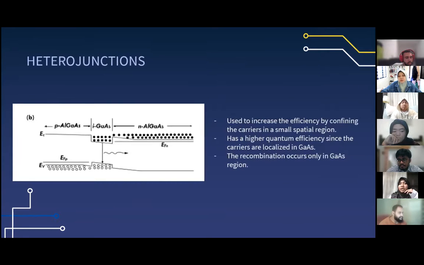Okay, so for heterojunction, it is usually used to increase the efficiency by confining the carrier in a small spatial region. The gallium arsenide is sandwiched between aluminium gallium arsenide. So as you can see here in the picture, it has a similar concept to a quantum well, where the electron is trapped into small spatial regions, and those regions are where most recombination occurs.